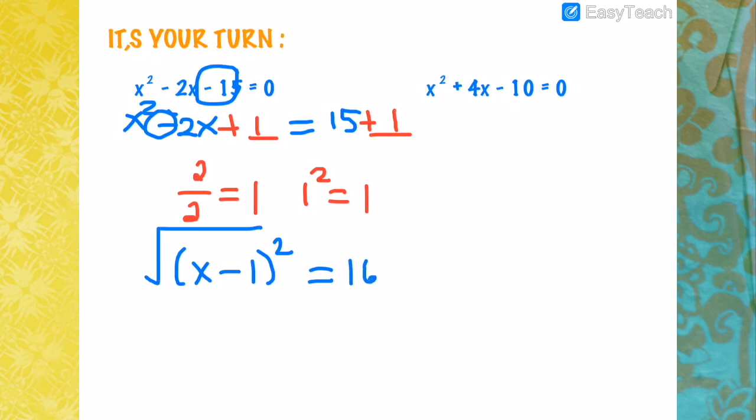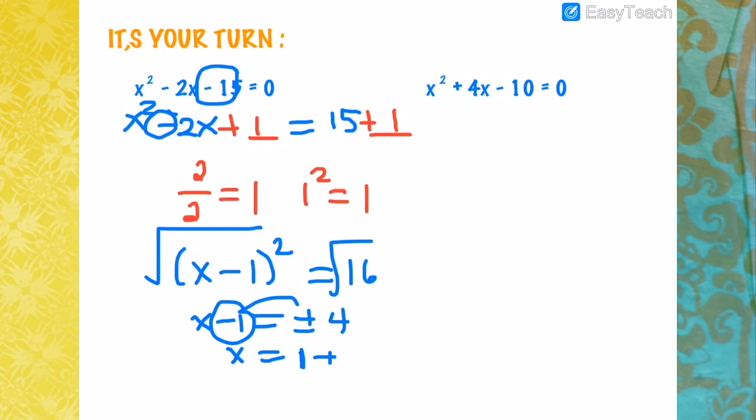Then we take the square root. That will be x minus 1 equals plus minus 4. Therefore, x is equal to, we move negative 1 to the other side, that's 1 when it's being transferred, plus minus 4. x is equal to 1 plus 4, which is 5, or 1 minus 4, which is negative 3.